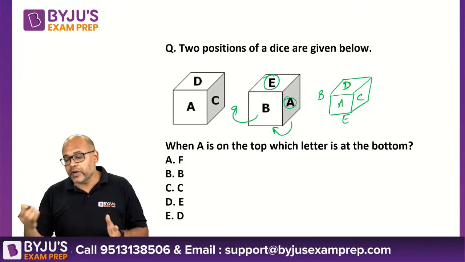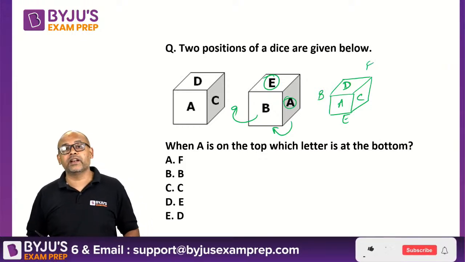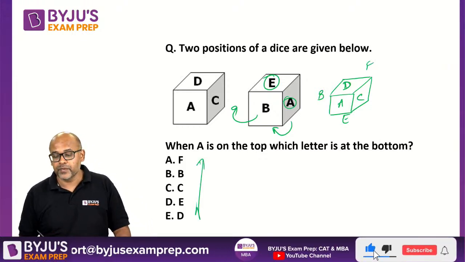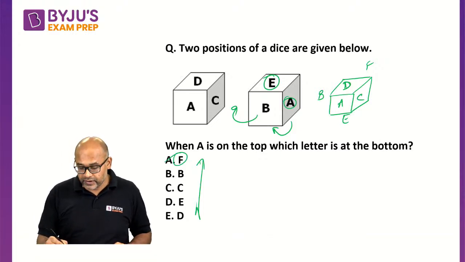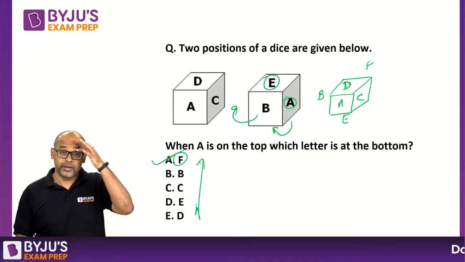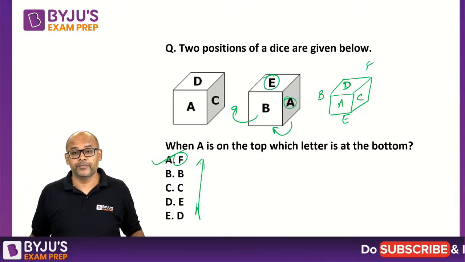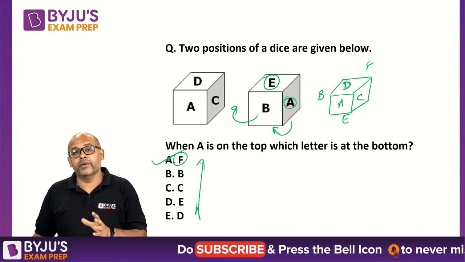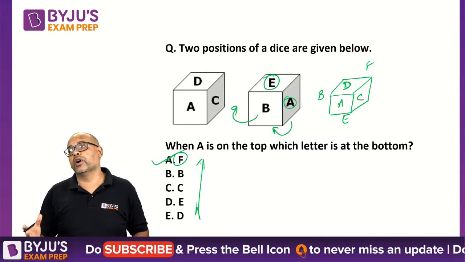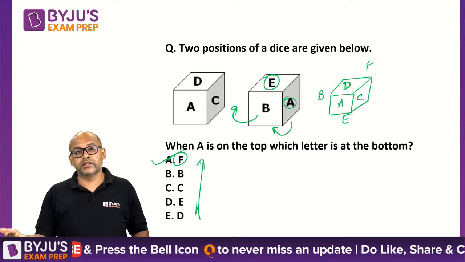Now the only thing is you have to assume that the remaining side is letter F, because that's what the options are. So A and F are going to be opposite to each other. Therefore the answer is option A. Now this is the logical way of solving it using the entire structure.